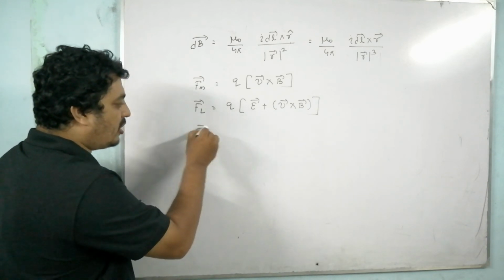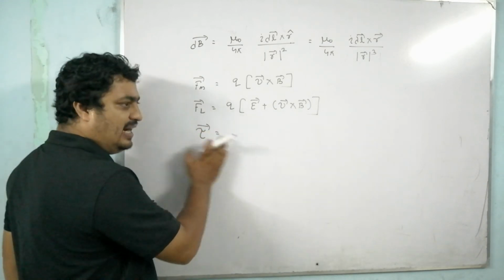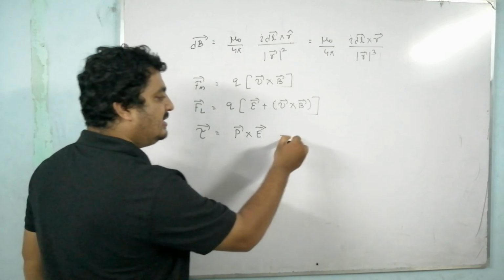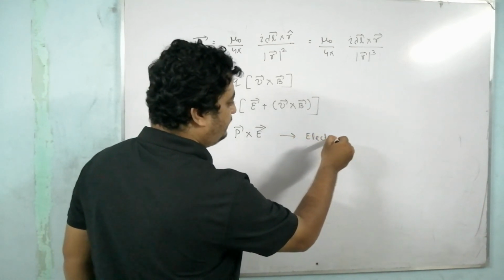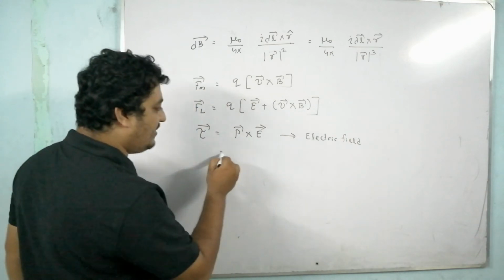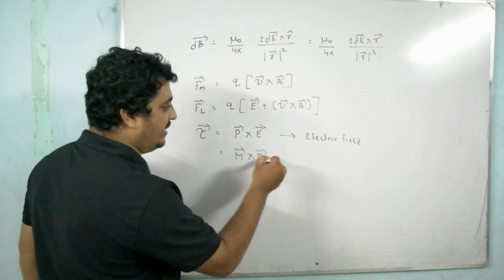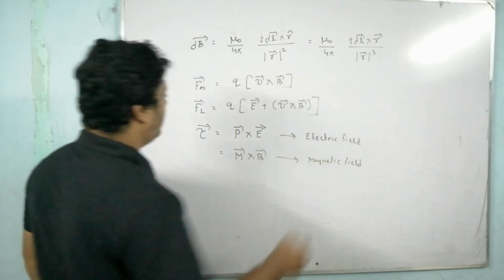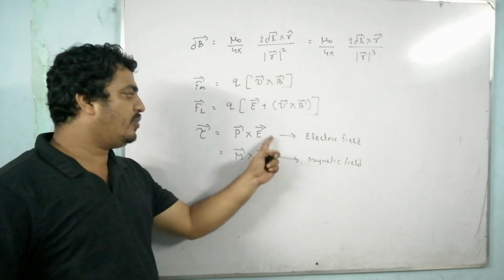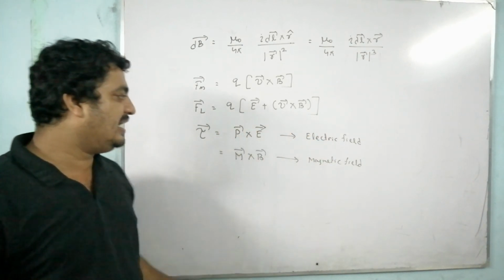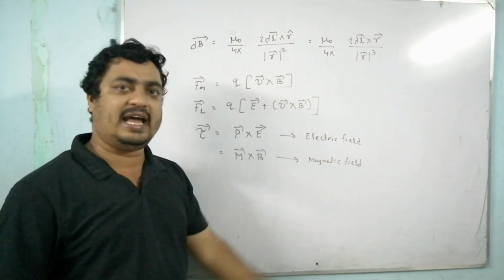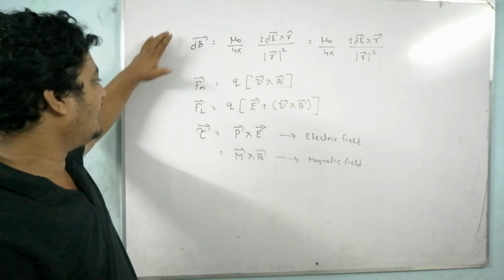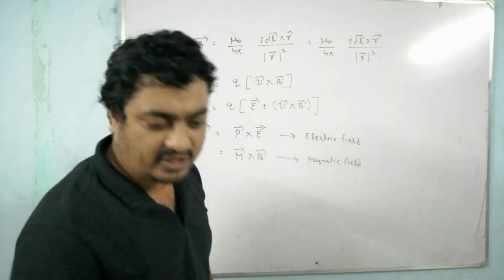Next, torque. For an electric field, the torque on a dipole is P cross E. This is for the electric field. For a magnetic field, it is M cross B. So the torque on a dipole due to an external electric field will be P cross E. The torque on a magnetic dipole due to an external magnetic field will be M cross B. So these are the quantities which are given by cross product.